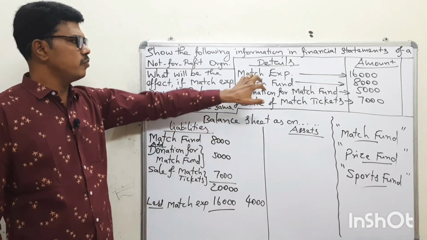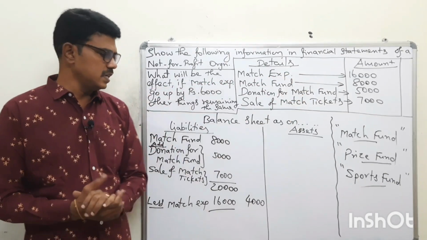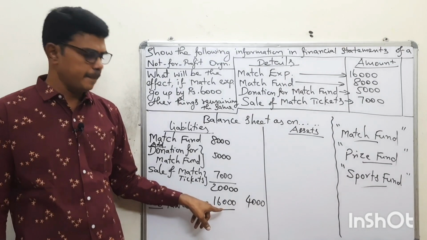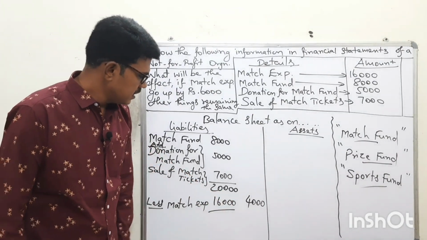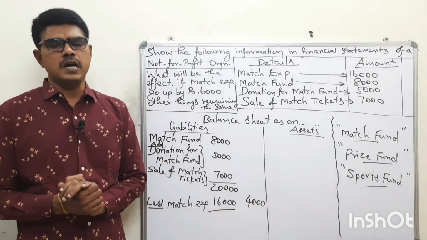And we should see what must be subtracted. Match expenses 16,000, right? This must be subtracted. This is the expenditure, 16,000. If we subtract this from 20,000, the balance amount will be 4,000. This must be shown in the outer column, right?